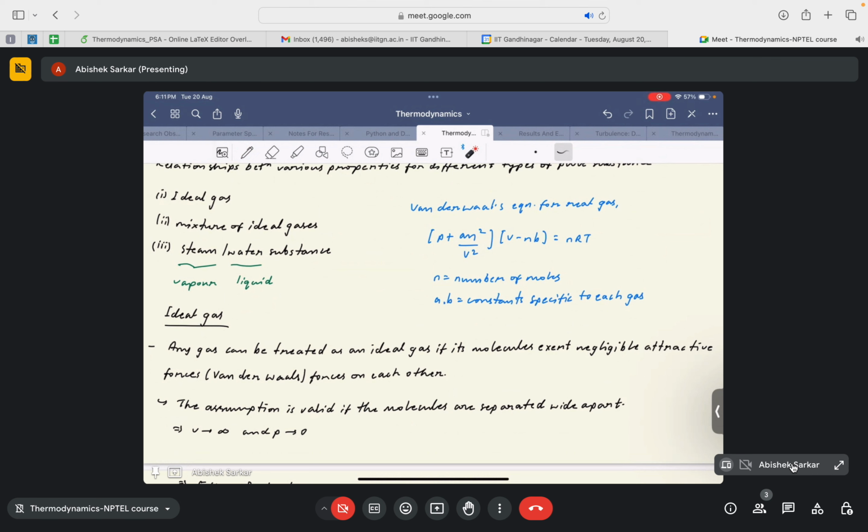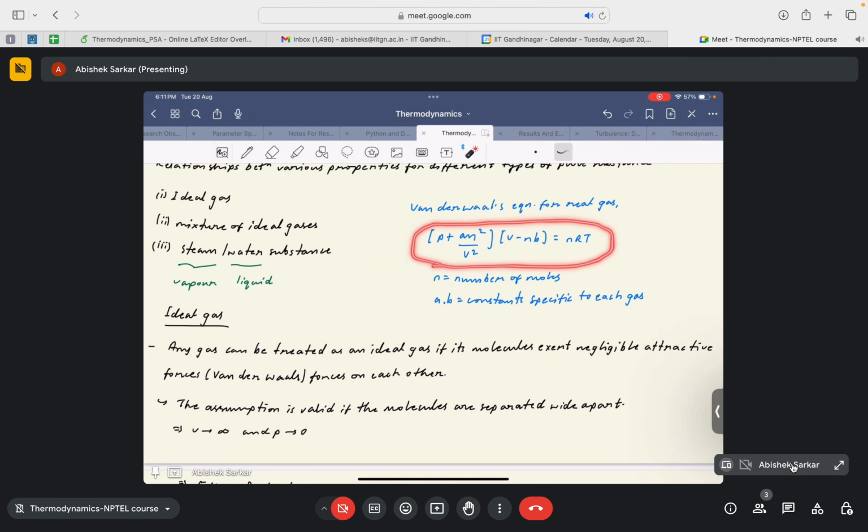Okay. So this ideal gas law is basically PV is equal to nRT, represented in terms of the number of moles, or PV is equal to mRT, represented in terms of mass. We see that it's actually derived from the van der Waals equation of a real gas. So here you can see, this is the van der Waals equation for a real gas.